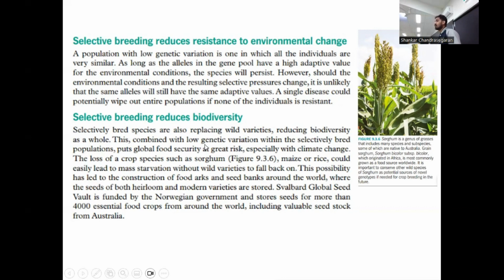This means that overall, there will be a combined low genetic variation within the selectively bred population. And this actually makes it have a higher risk because like I said, if it has low genetic variation, that means there's a lower adaptive potential. That means that they can't necessarily survive any drastic changes.